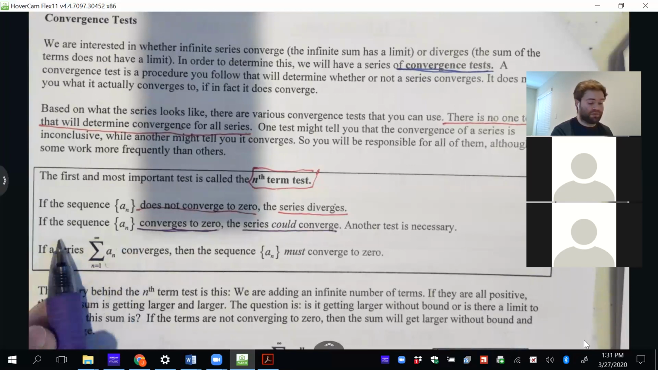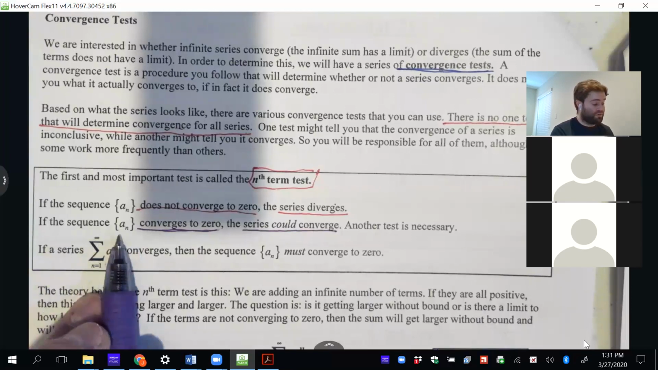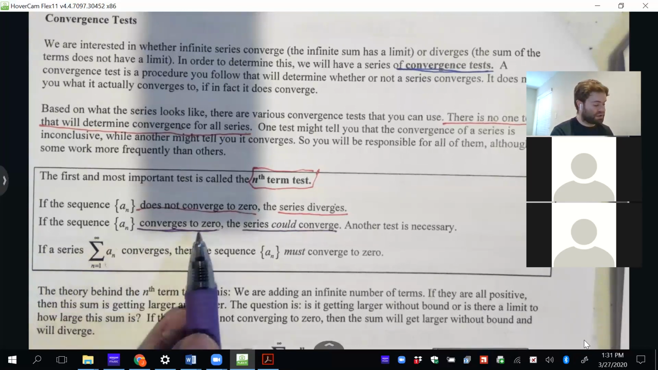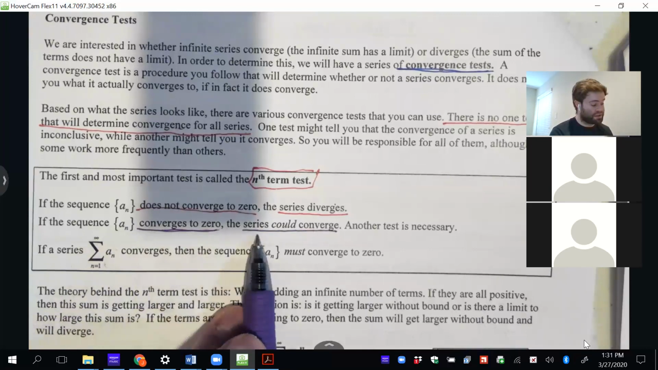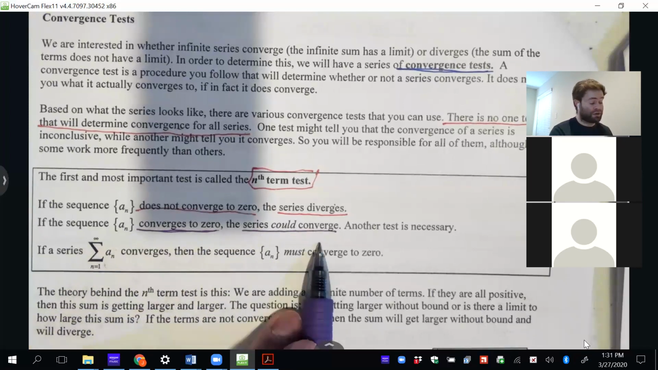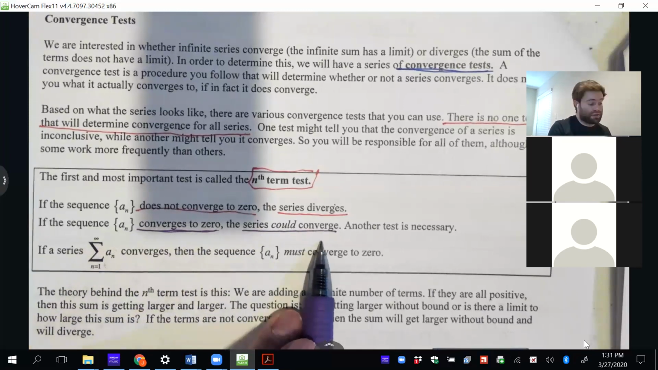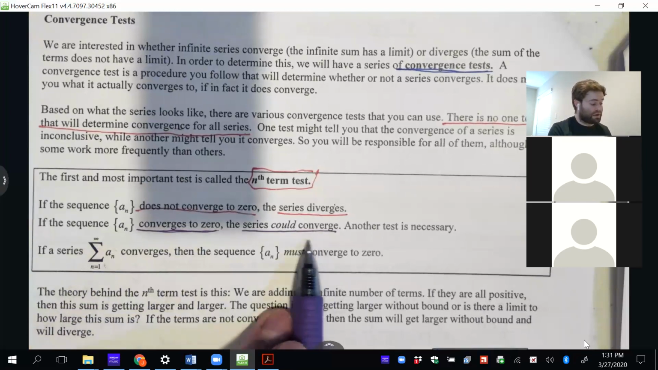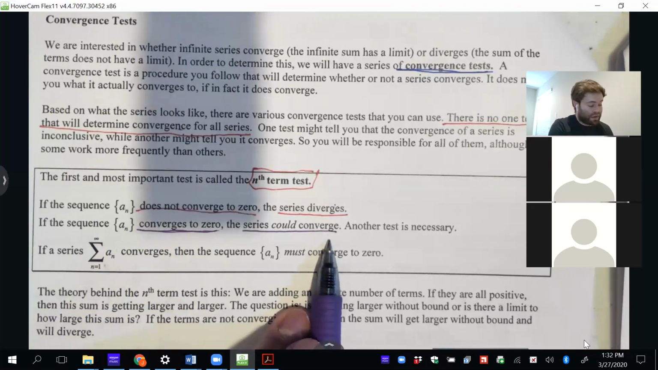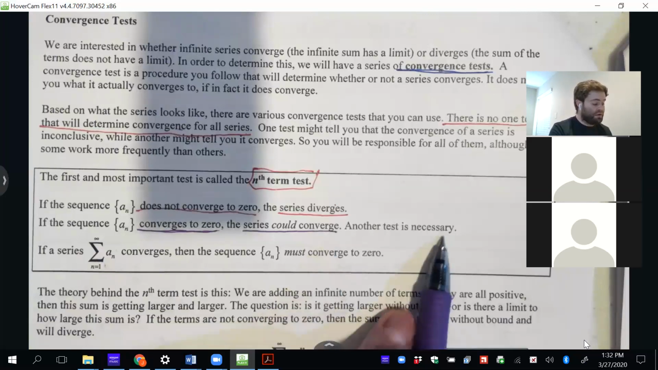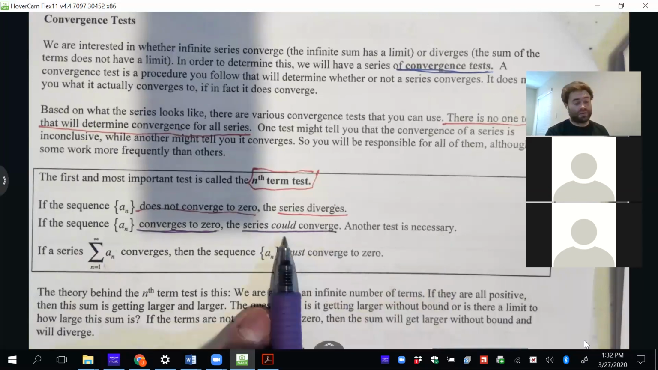So if the list of numbers converges to zero, then the series, which is the sum of the sequence, the sum of the numbers, could converge. So it either could converge or it may not converge. It's meaning that it's possible that it can converge. To know for sure that it actually does converge, we would need some other test for confirmation of whether it does or does not.